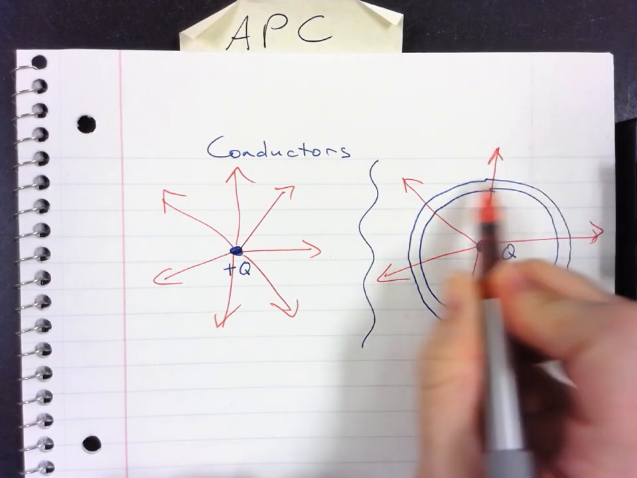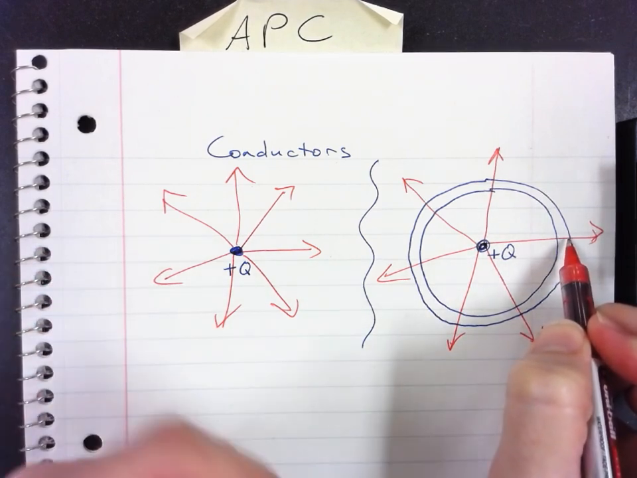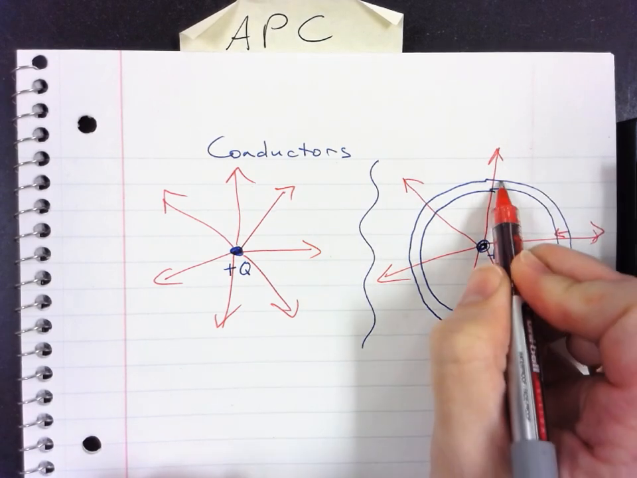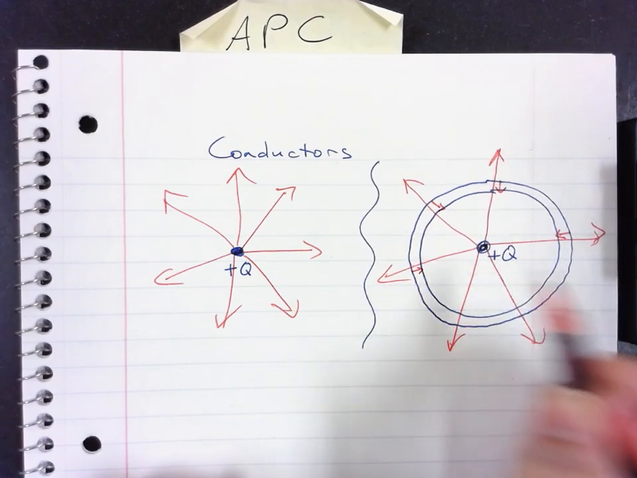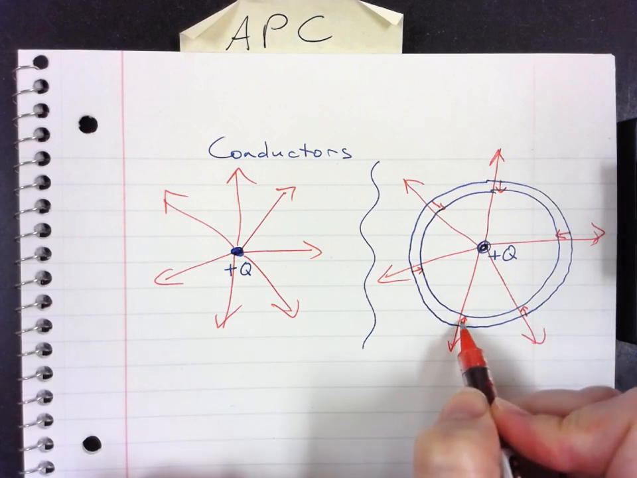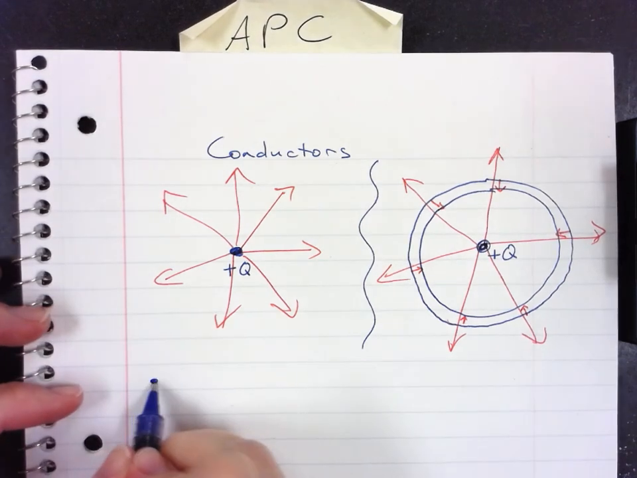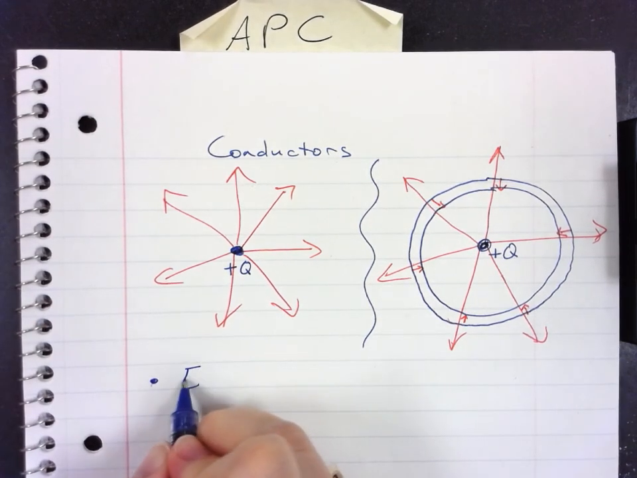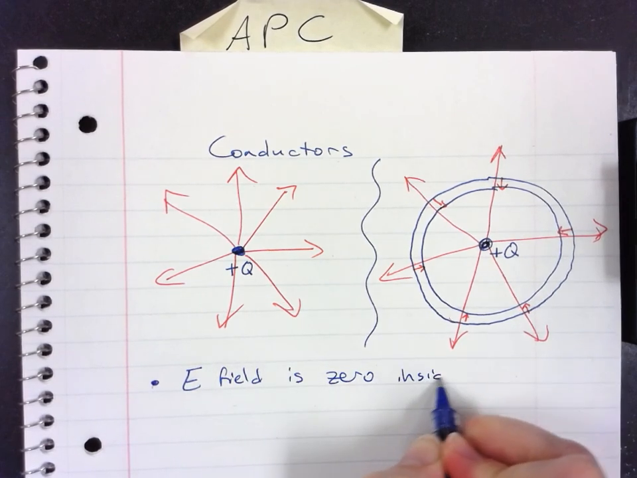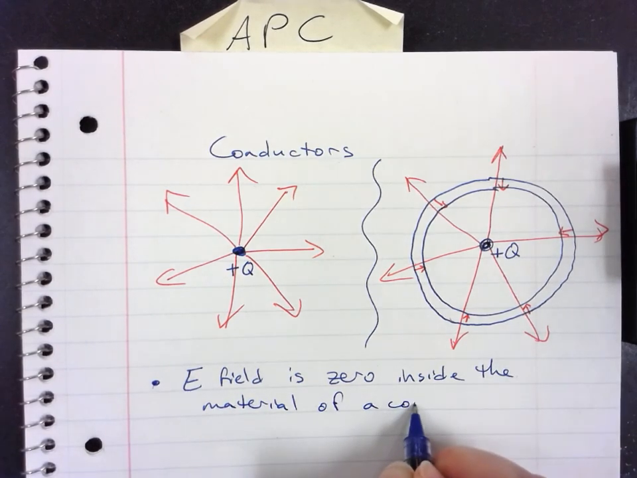But then the electrons in this material are going to say, ooh, an electric field pointing to the right for this one. Well, I'm an electron, so I go opposite the electric field. So it's going to move this way. And enough of the electrons are going to move the opposite direction to exactly cancel out this field. Because eventually, when there's no field, there's no reason for the electron to move. So, first property is that the electric field is zero inside the material of a conductor.